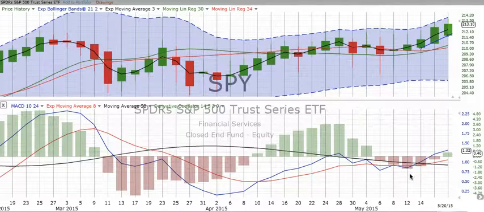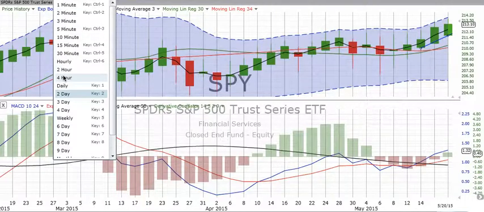Again, it crossed over. The S&P did a little earlier than the total market back on the 12th. That candle between the 12th and the 14th. Again, this is a 2-day chart, 2-day candles, and we see continued up movement. Derivative oscillator, like the total market, switched over 2-day. Let's back up on that and look at the 4-hour chart.